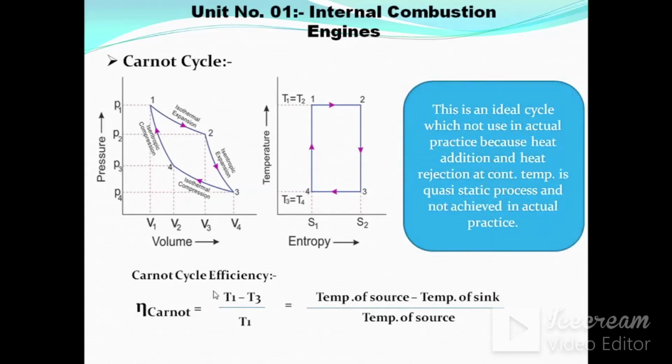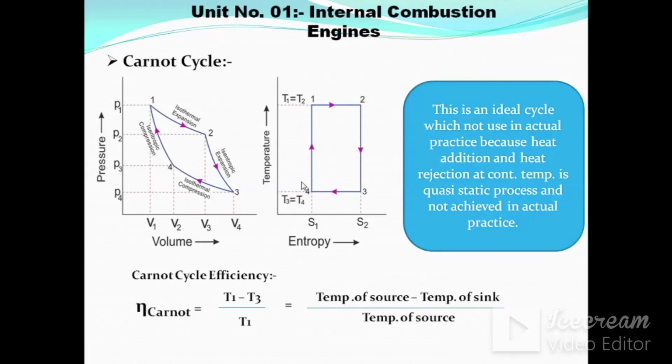The efficiency of the Carnot cycle can be calculated as T1 minus T3 upon T1, where T1 is the temperature of the source, where heat is added, and T3 is the temperature of the sink, where expansion or heat rejection starts, divided by the temperature of the source, T1. This is the ideal cycle, which cannot be used in practice.